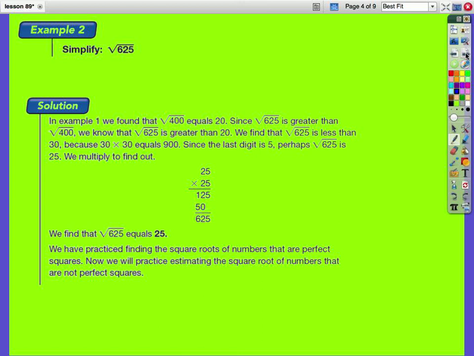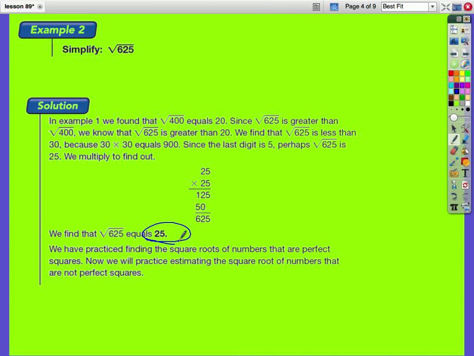Now if we look at the last digit in 625, it's a 5. So we could try 25. It's between 20 and 30. It ends in a 5, so it should have something to do with a 5. So we tried 25. They showed their work there. We find that the square root of 625 is 25. It's 25 times 25 equals 625. So we practiced finding the square roots of numbers that are perfect squares.